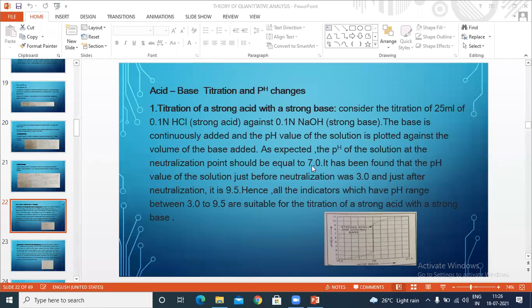So in general, at the neutralization point, a salt and water has to be formed. It has been found that the pH value of the solution just before neutralization was 3, and just after the neutralization it is 9.5. Hence, all the indicators which have a pH range between 3 and 9.5 are suitable for the titration of a strong acid with a strong base.